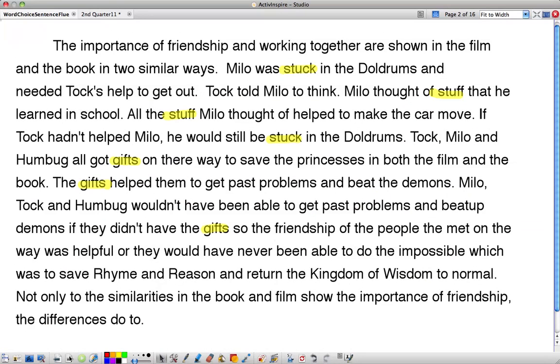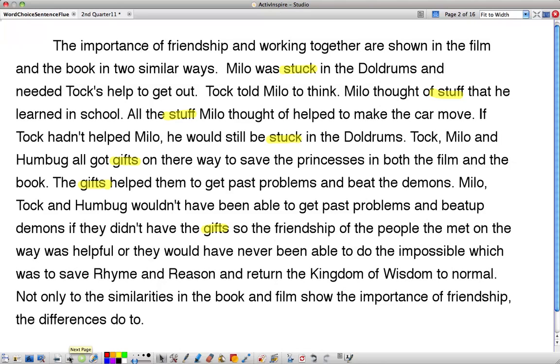First thing I did is I went through and I highlighted or circled, that's what you can do, all the words I used more than once in the paragraph. And as you can see, I used stuck twice. Then I used stuff twice, and it's a really general word. Plus, look how many times I used gifts. 1, 2, 3 times. Seems to be a lot of repetition there. So I need to change some of those words.